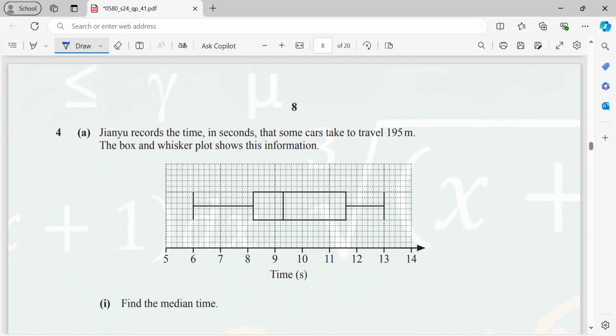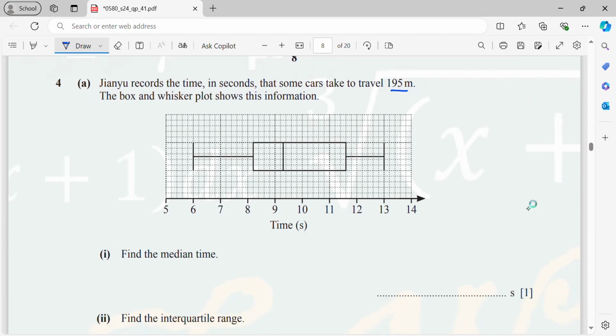Question number 4. JNU records the time in seconds that some cars take to travel 195 meters. The box and whisker plot shows this information. Find the median time. Okay, basically, this is the lower quartile. This is the median, the middle line. And next one is Q3, upper quartile. Here is the largest value, the greatest value. And this is the lowest value.